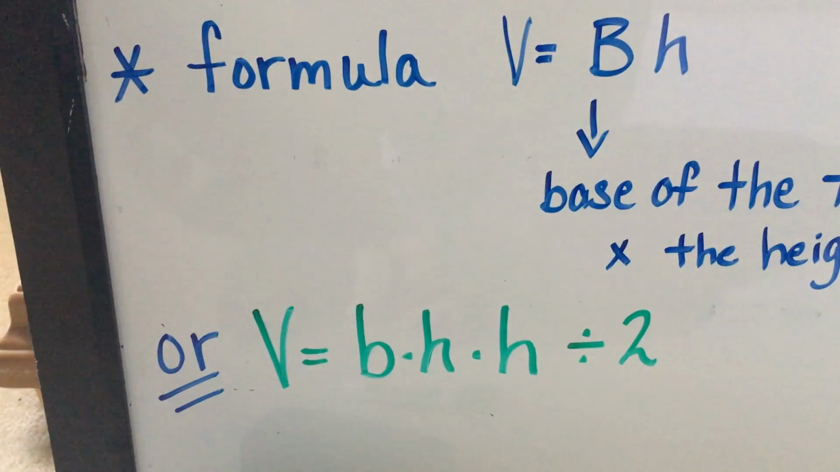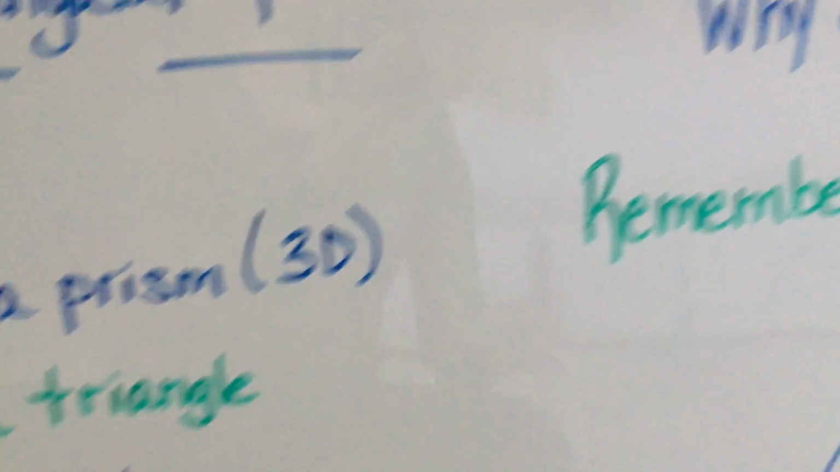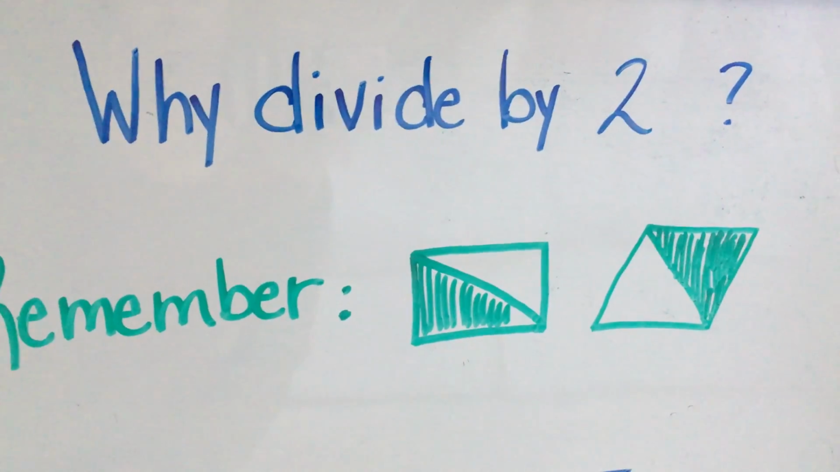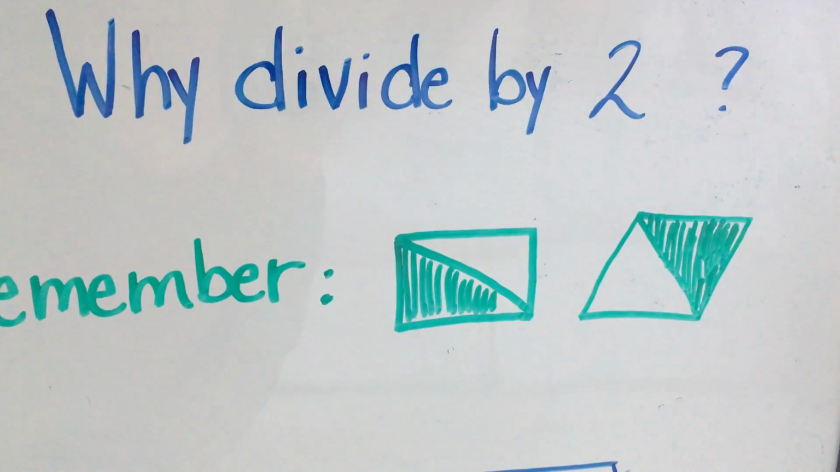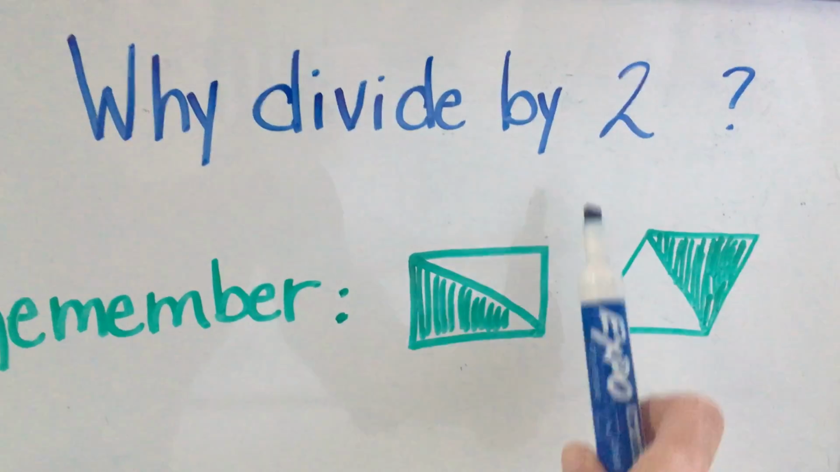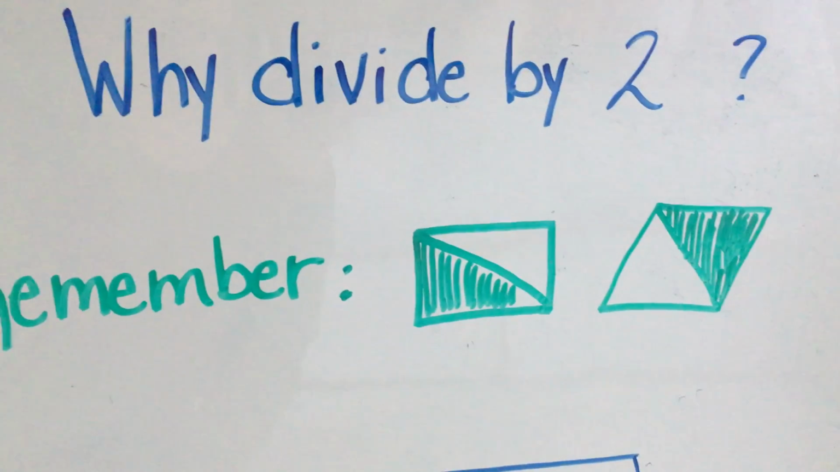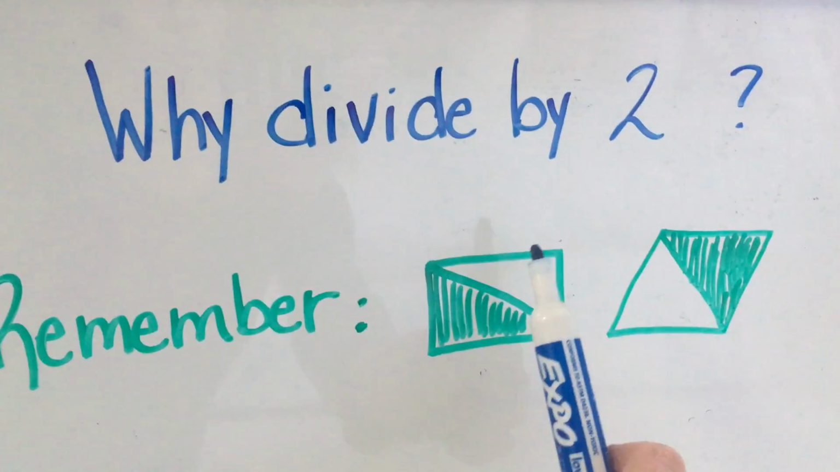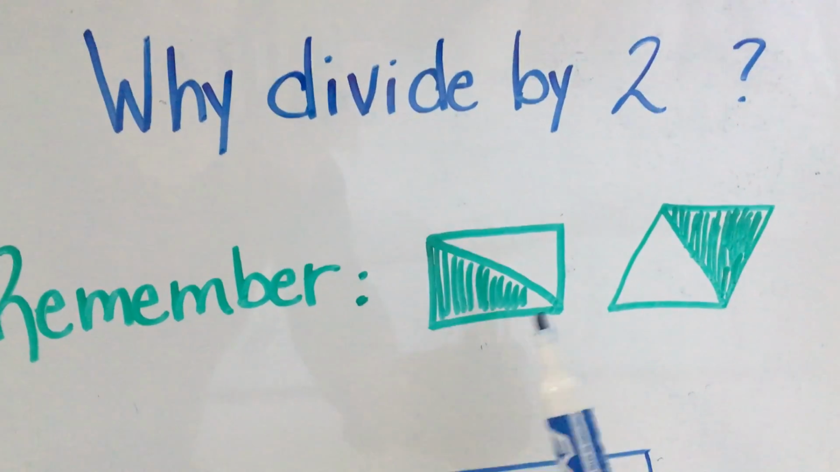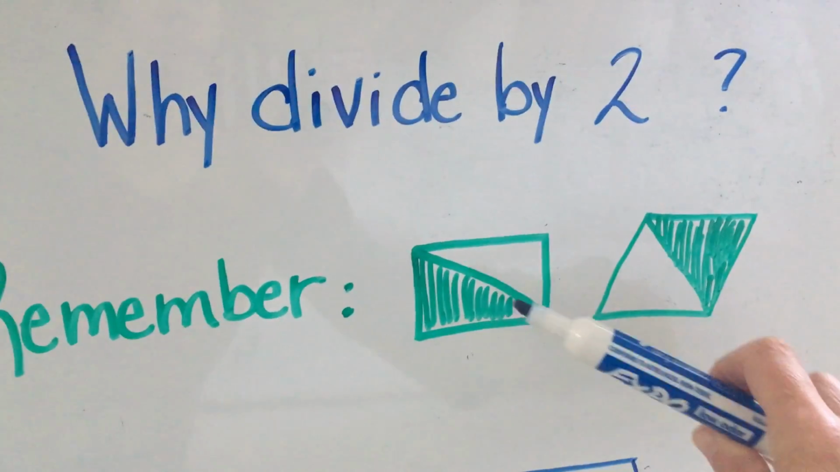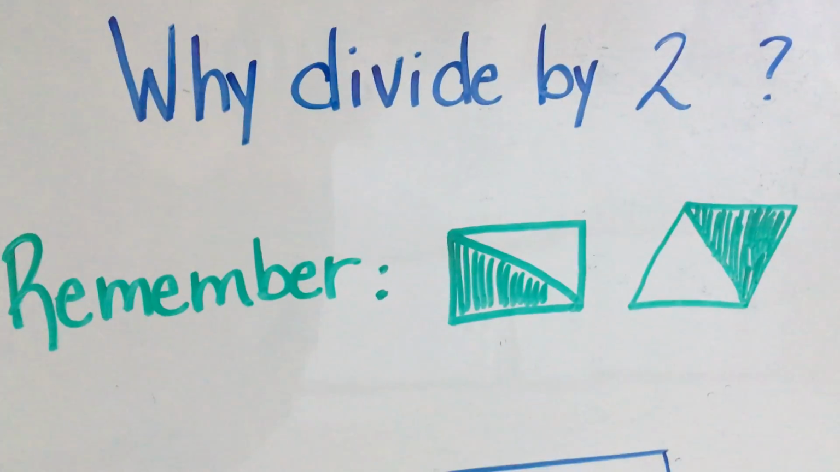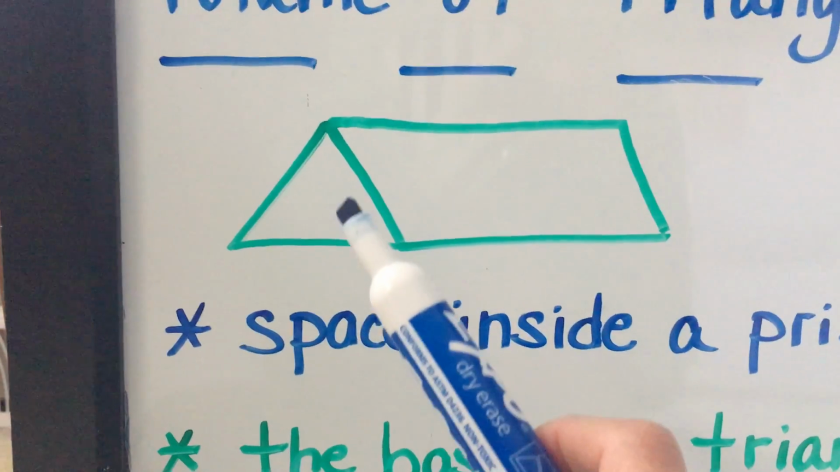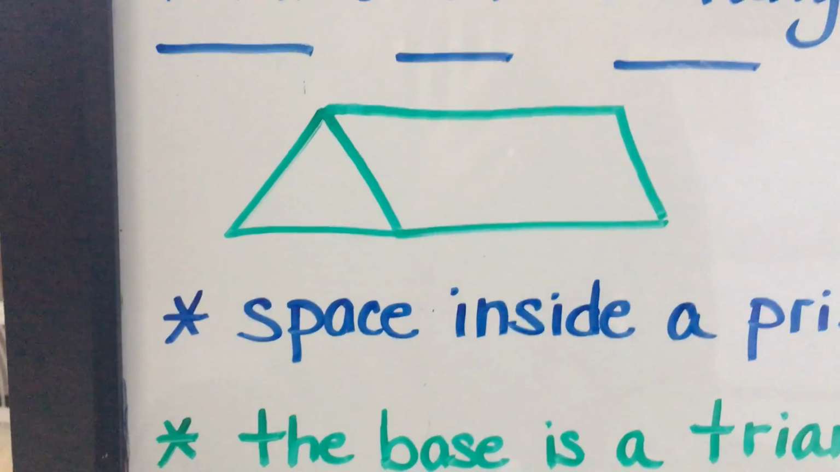So we need to review, why are we dividing by 2? I want you to remember that any rectangle or parallelogram, if you divide it diagonally, you're always going to get triangles, right? So if you want to find the area of one of these triangles, you would multiply the base times the height, or the length times the width, and divide that in half so you could get the area of just one of those triangles. Because our prism has a triangular base, we are going to have to use that divide by 2 in the formula.